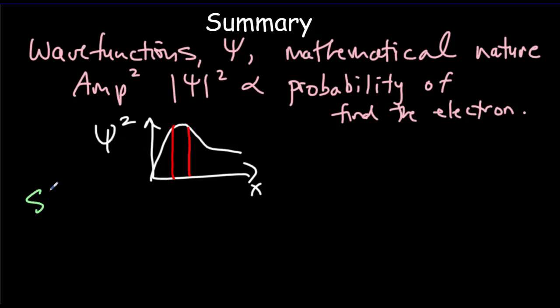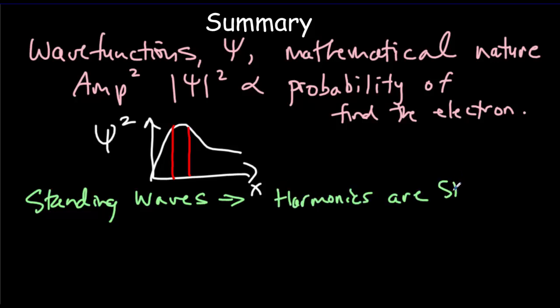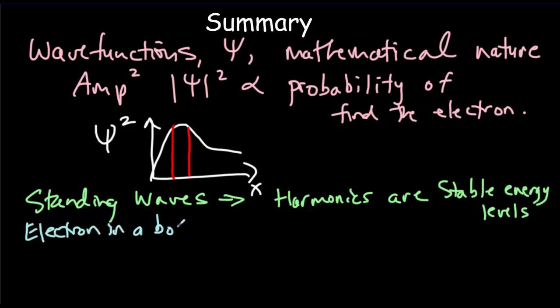We then did a bit of a review on standing waves, and we looked at them a little bit differently. So we were looking at, say, a wave on a string, and we realized that those harmonics were really like stable energy levels. So then what we did was we looked at the simplest quantum system, the electron in a box. And we realized that the mathematics was exactly the same as for a standing wave on a string. And we worked out what the energy levels had to be. It was n squared h squared divided by 8ml squared.